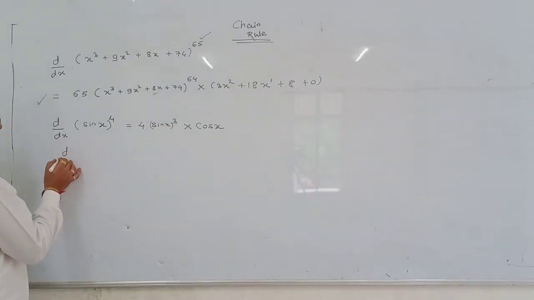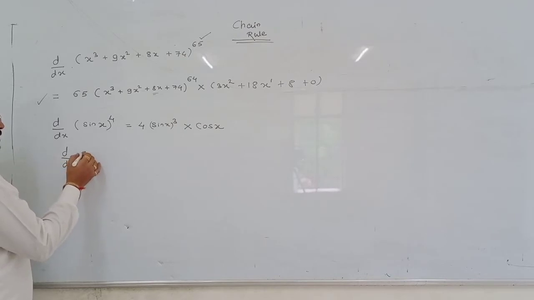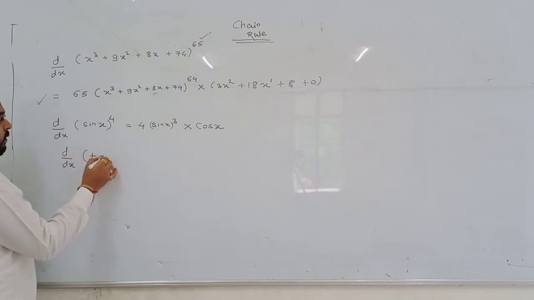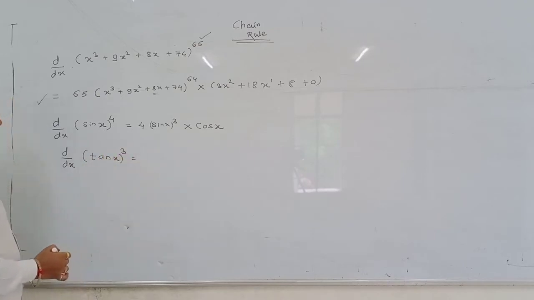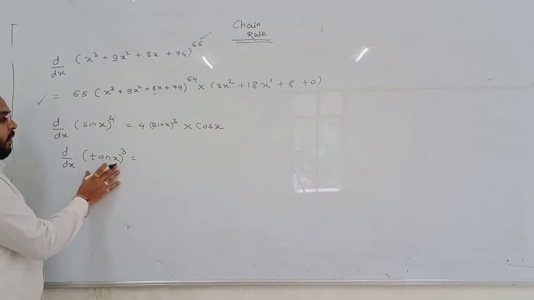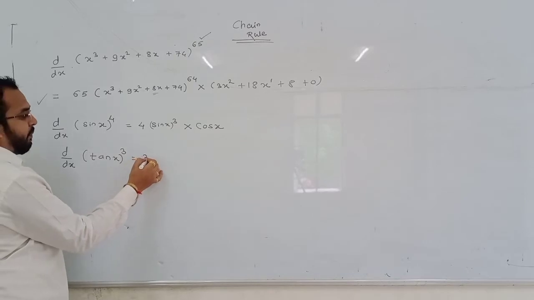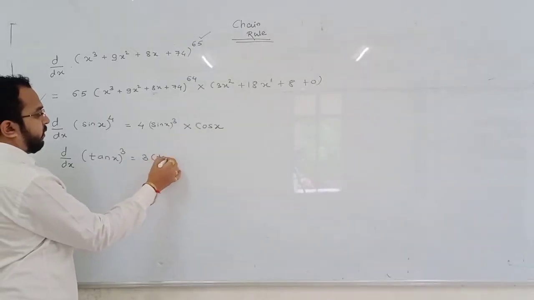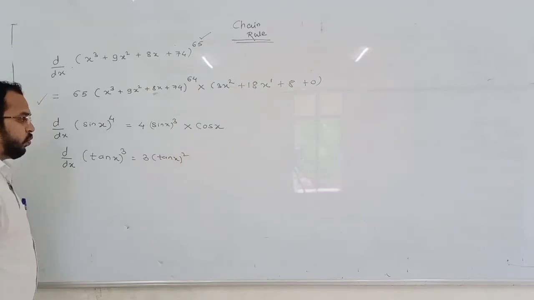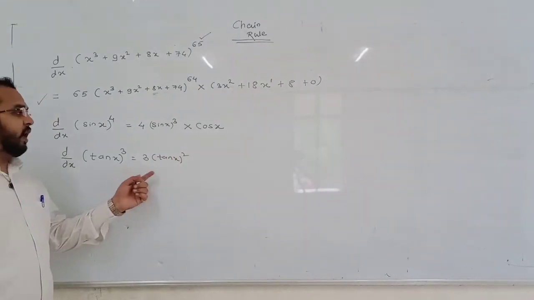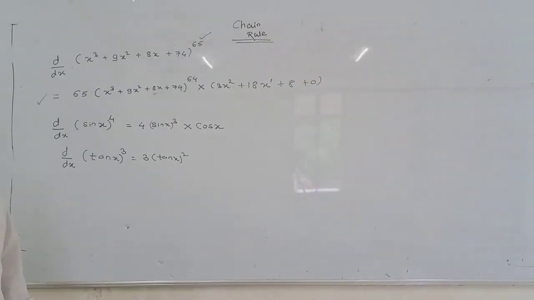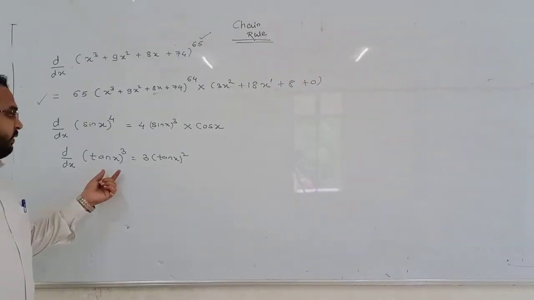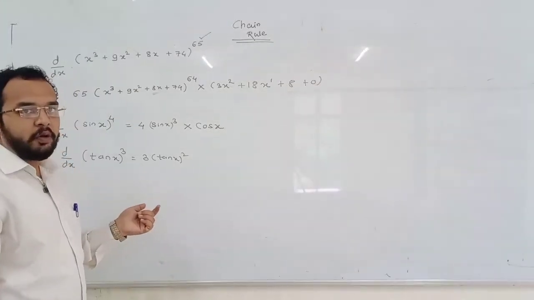Let's see differentiation of tan x to the power of 3. So here tan something, okay, something to the power 3. So apply the power rule. 3 into something to the power 2. So I have taken the power in the numerator and reduced the power by 1. But that something is not x. Then differentiate it again. That something is tan x, so we have to differentiate it again.